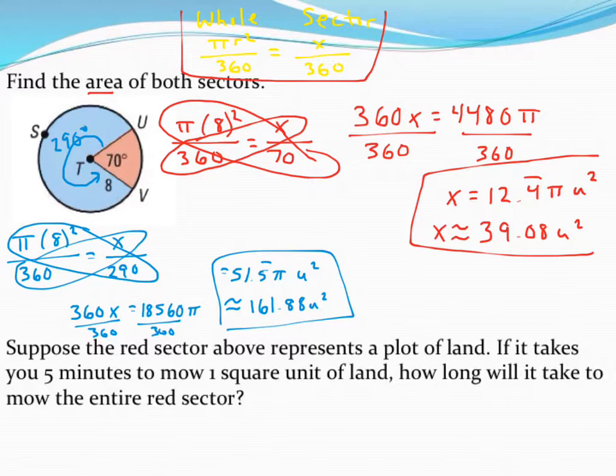And then finally, real quick for our application step, they say, suppose the red sector represents some land that we have. Our area was about 39.08, so I'll just use the approximate area, units squared, for the red sector. It tells us it takes 5 minutes to mow 1 square unit of land. So how long would it take to mow the entire red sector? Well, if 1 unit is 5 minutes and I've got 39 square units of land, I need to multiply that by 5. Multiplying that by 5 gets me a time of about 195.4 minutes to mow that entire area.